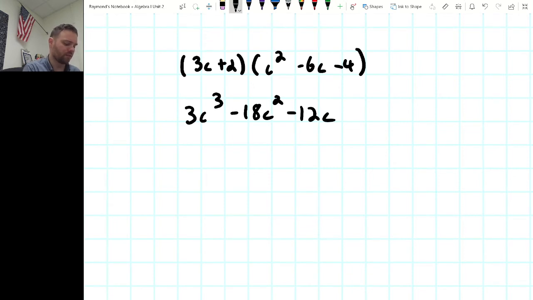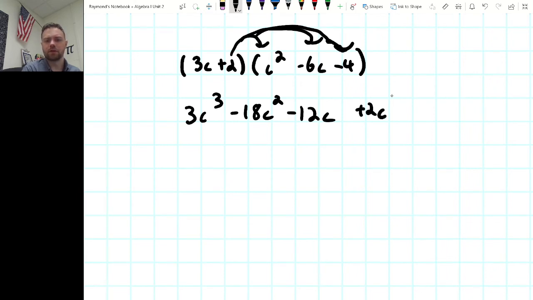And then once you've distributed the first number to every other term, then you're going to take the second number and distribute it to every other term. So if I distribute 2 to every other term, I've got plus 2c squared. 2 times negative 6 is going to be negative 12c. And then I've got 2 times negative 4, which is negative 8.